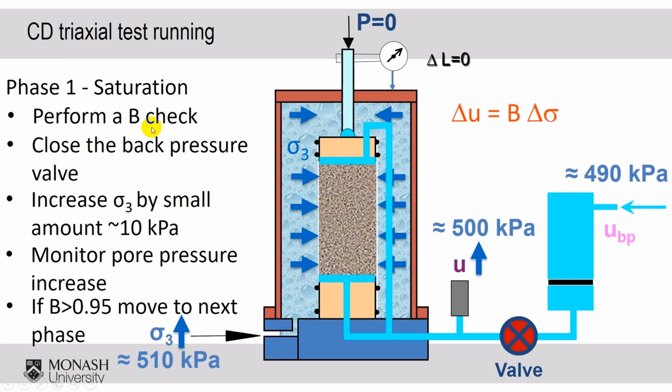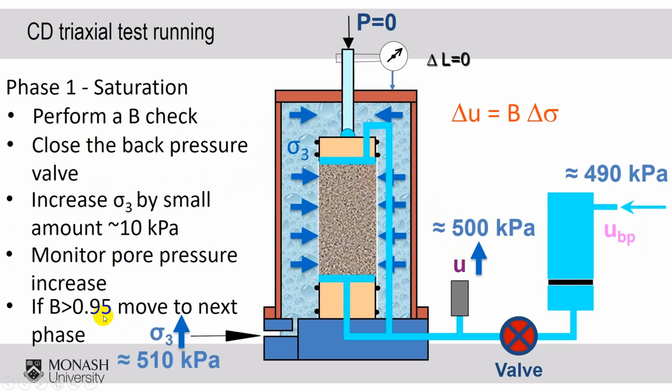After that, you will have to perform a B check. The reason is that it helps you identify whether all the air has been expelled out of the soil. So you close the back pressure valve, and increase sigma 3 by a small amount, 10 kilopascal. From our knowledge of geomechanics, the soil will respond correspondingly to this increase of the cell pressure. So if you gauge the pore water pressure here, it will increase by 10 kilopascal, from the first slide, 490 kilopascal to 500 kilopascal.